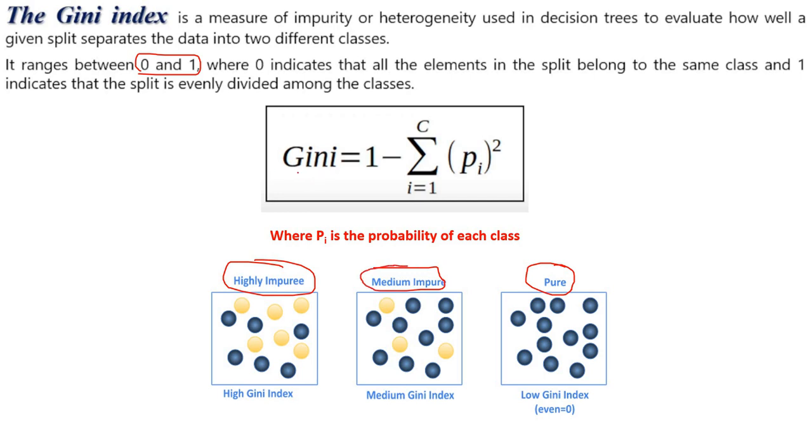Okay. The formula for calculation of the Gini is very simple: 1 minus summation of the probability square. So we have calculated the probabilities. We have to just subtract from 1 and we will get the Gini index. Okay. So that we will calculate.